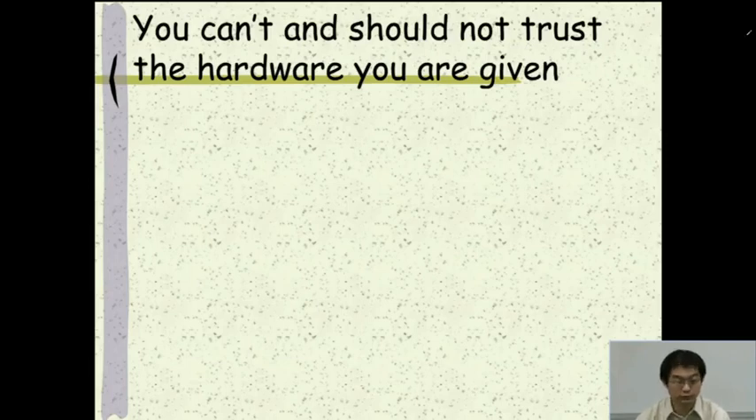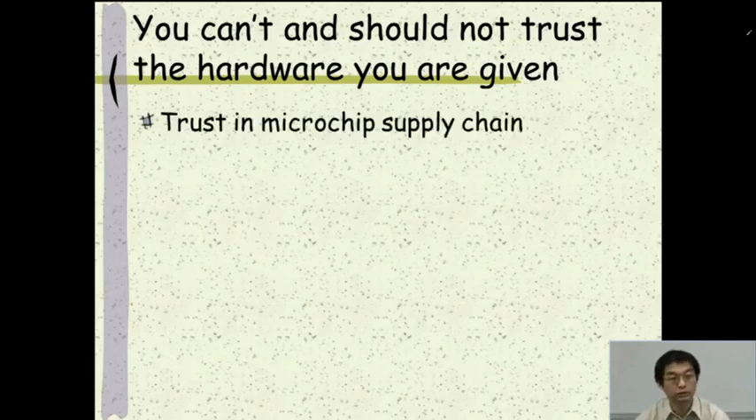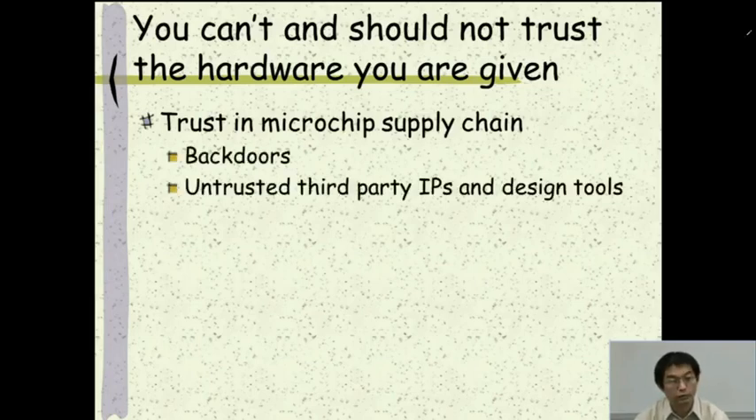There are a couple of reasons behind this. First, it is the trust issue in the microchip supply chain. There might be backdoors in the circuit or in the system. And also, when designers design the system, they have to use third-party intellectual properties. They have to use design tools, which may not come from a trusted source.